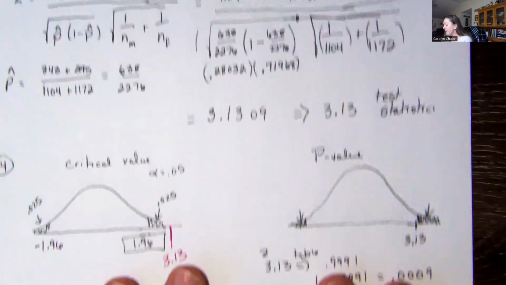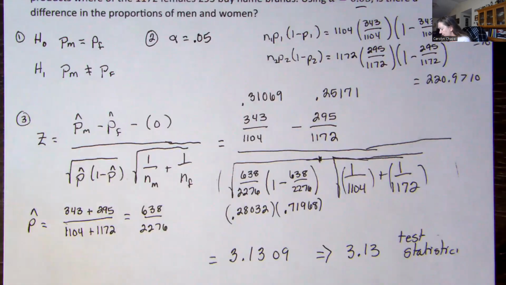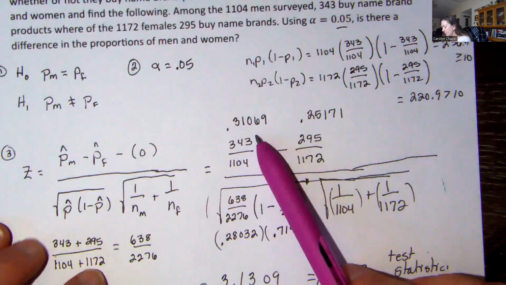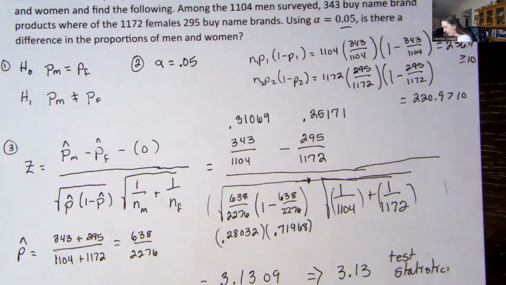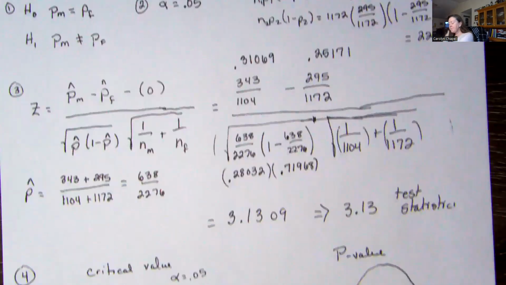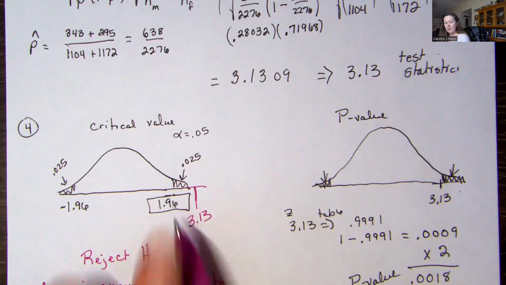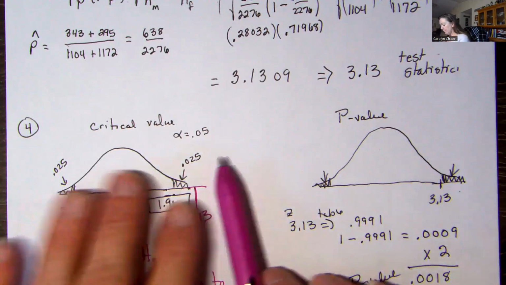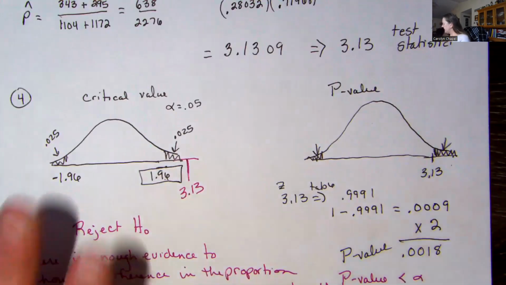We could retest and put a greater than or less than symbol. You know, maybe we looked at what our P hats were and it looked like our men were higher. So we could have said, hey, men buy more name brands. And we could have done that test to see how it would have worked out. Would have been slightly different because we would have had different critical values because we wouldn't have had the split going on here. So it could have been different results.